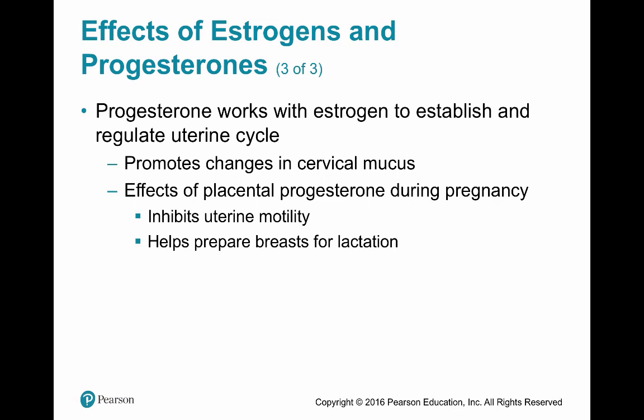Progesterone is important because it works with estrogen to help establish and regulate uterine cycles. It helps to promote the changes in that mucus, essentially the mucus plug that we were talking about. It also has effects on placental progesterone during pregnancy. It can inhibit the motility of the uterus and helps prepare the breasts for lactation.